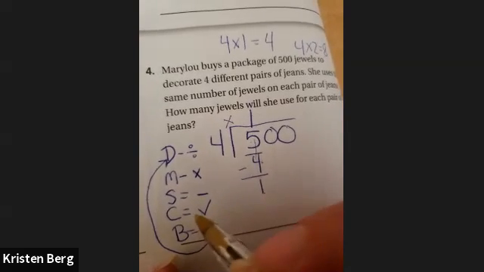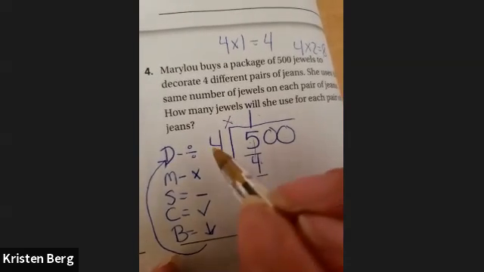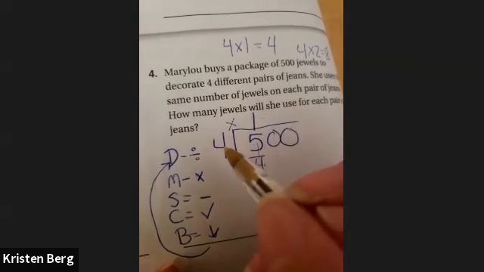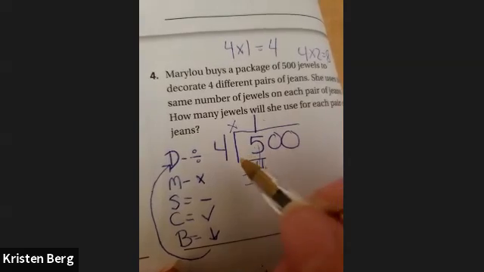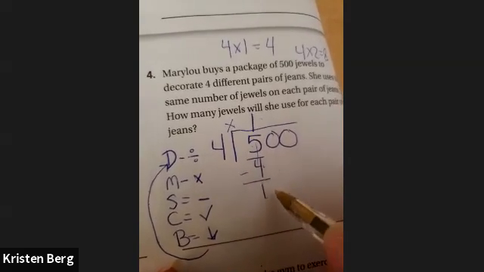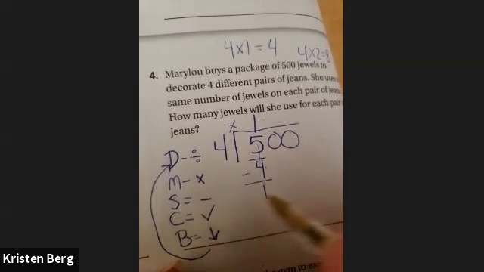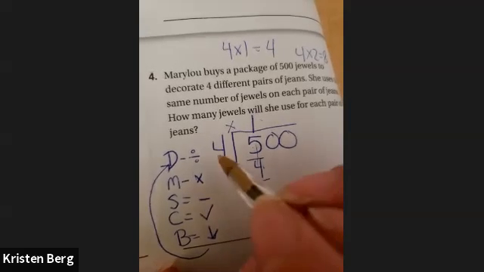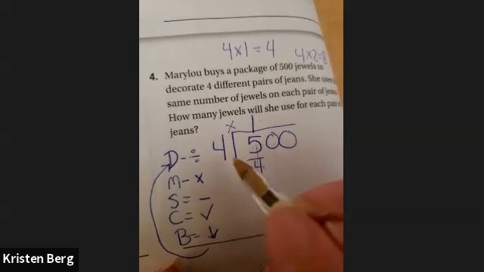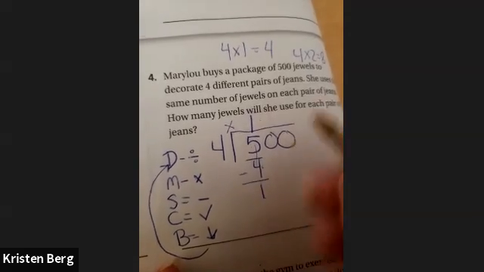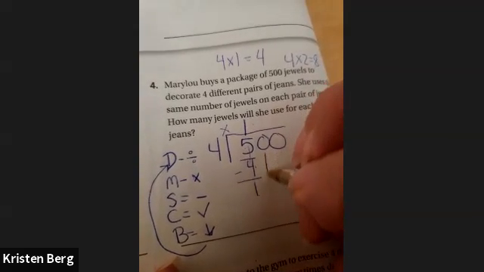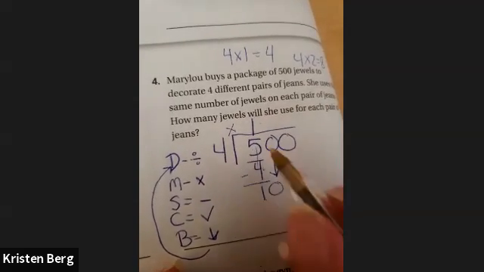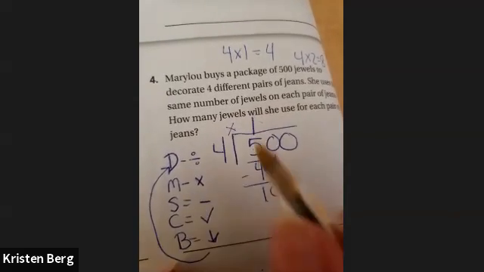Now, what does this check mean? It means to make sure that it is smaller than your divisor. If it is not smaller, that means you did something wrong. That is why I always put in a check, so that you know to check it before you move on. Is 1 smaller than my divisor 4? Yes, it is. Okay, now I can bring down the next number. And you can only bring down 1 number at a time.